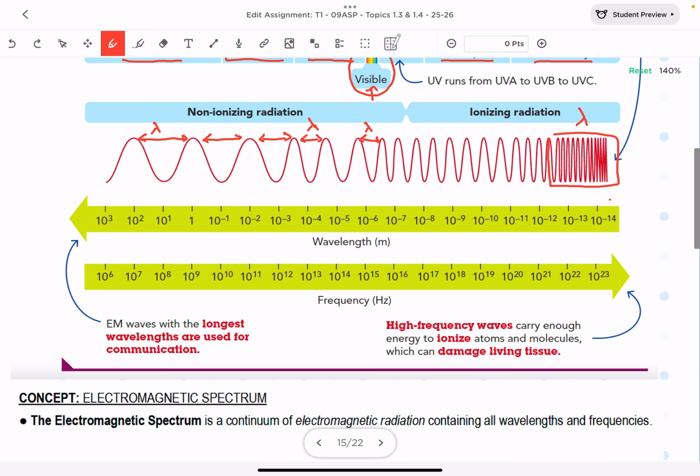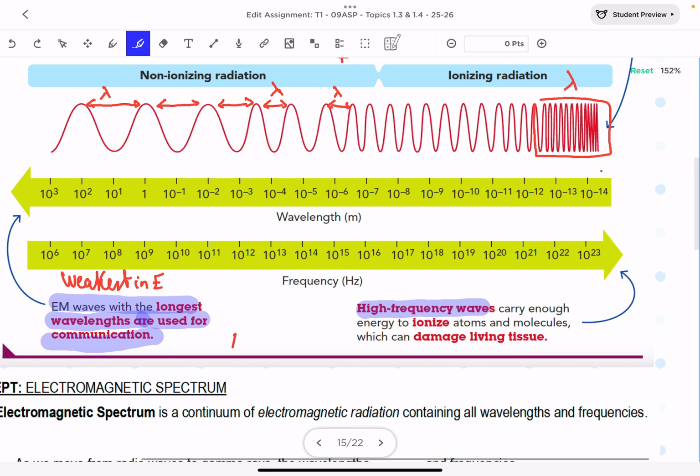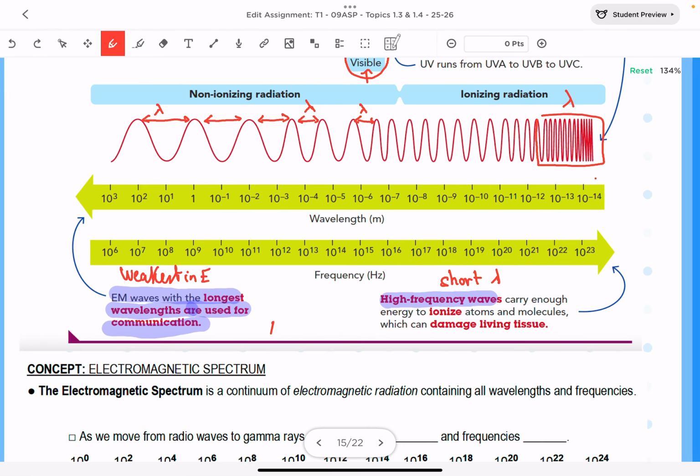So again, the radio waves have the longest wavelength. We use them, for example, for communication. They have the longest wave and they are the weakest in energy or frequency. Whereas the high frequency waves, like the X-ray or the gamma ray, carry enough energy to ionize atoms and molecules. They can even damage living tissues. And these waves have a very short wavelength.